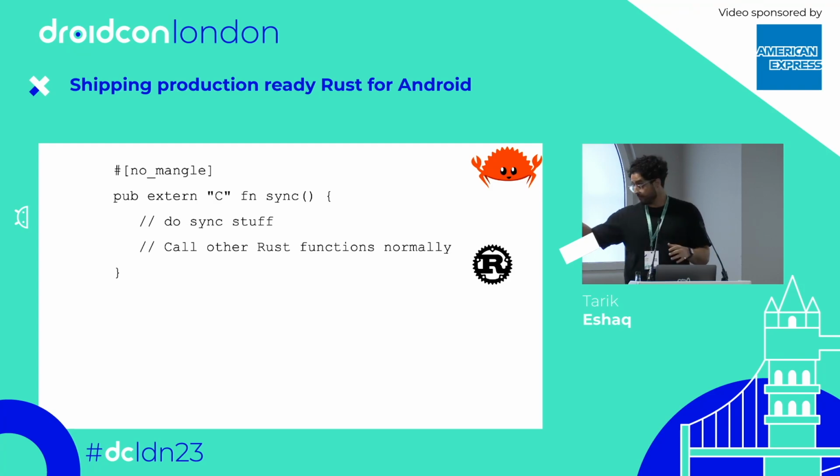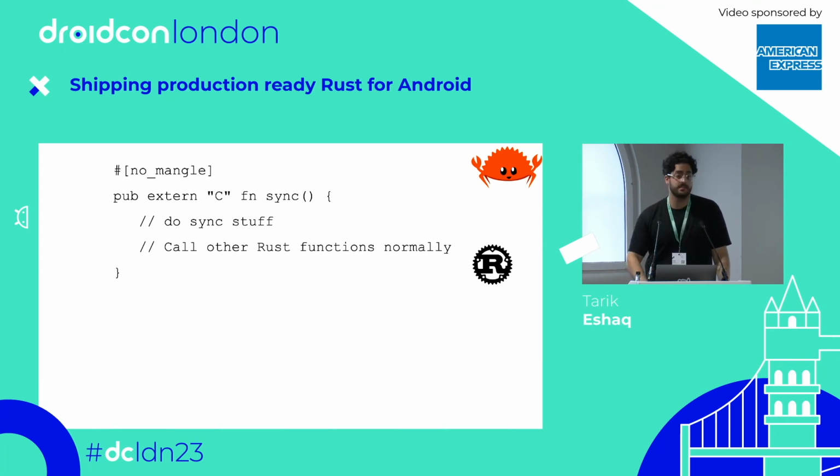Then we add, so pub there just means public, and then we add extern C at the beginning. That tells the Rust compiler, hey, for this function, compile anything that's exposed to the outside in the conventions that C would have. If you're familiar with ABIs, that would try to get as close to the C ABI as possible. And then within the function, it's Rust. You do whatever Rust you like.